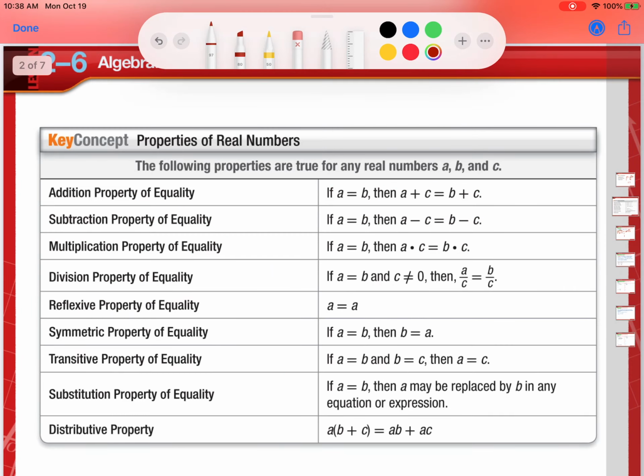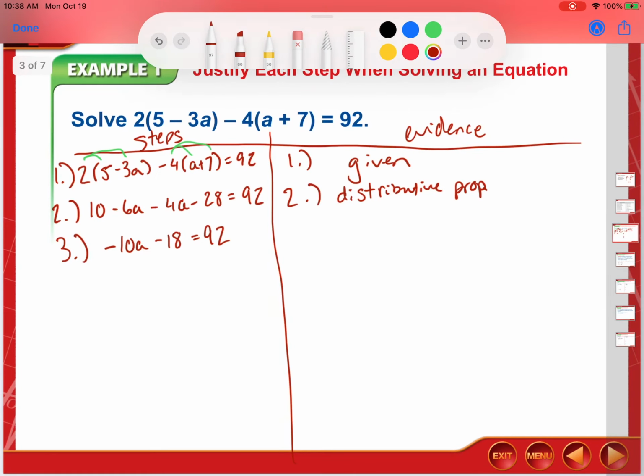Now, if we go back to our property sheet, when I am adding or subtracting, we have subtraction property of equality, we have all these different properties of equality, but if you're just adding or you're just subtracting, all you're going to say is subtraction property.